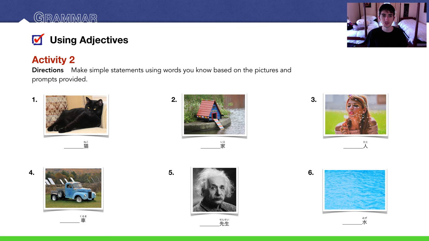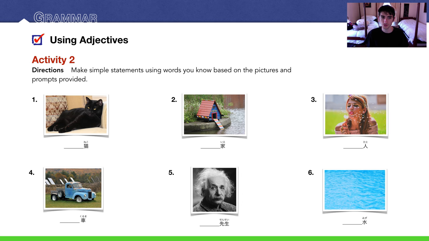Activity 2, make simple statements using words you already know based on the pictures and the prompts provided. I'm going to tell you to pause the video and try this on your own, but first you should know that for number 3 I want you to use the word kirei. Okay? And number 5 also, you might have multiple options. There's probably not one right answer for number 5. So knowing that, pause the video, try it on your own. I'm going to solve this one right now.